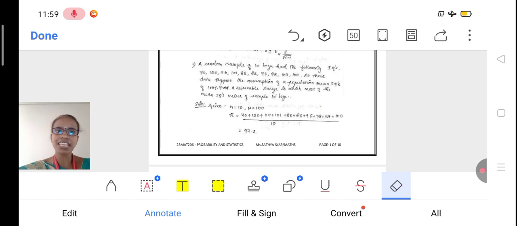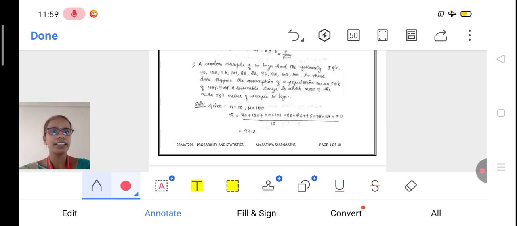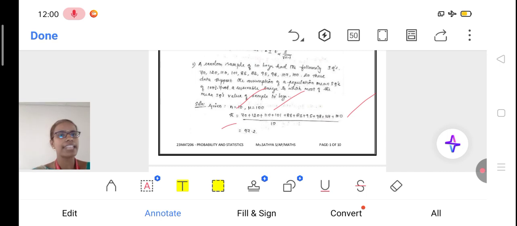So the first thing is I want to verify the n value. So here what is n? Yes, n is 10. And check what is mu, which is also given, the population mean, which is 100. Then find the sample mean. Using the sample data, just add all the data, and how many data are given? Totally it is 10. You divide by 10. Finally we are getting 97.2, which is x bar.